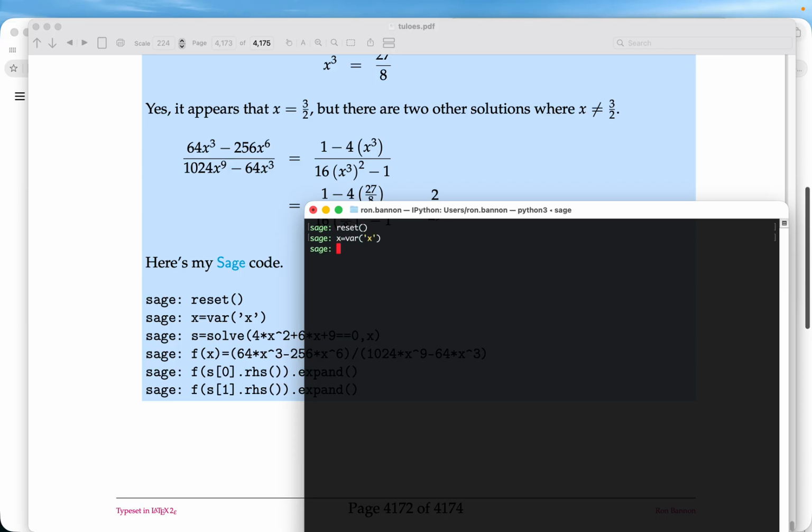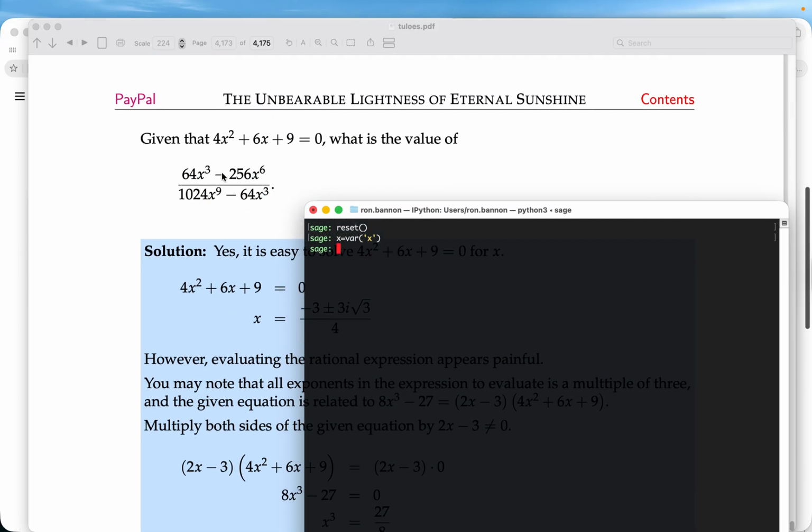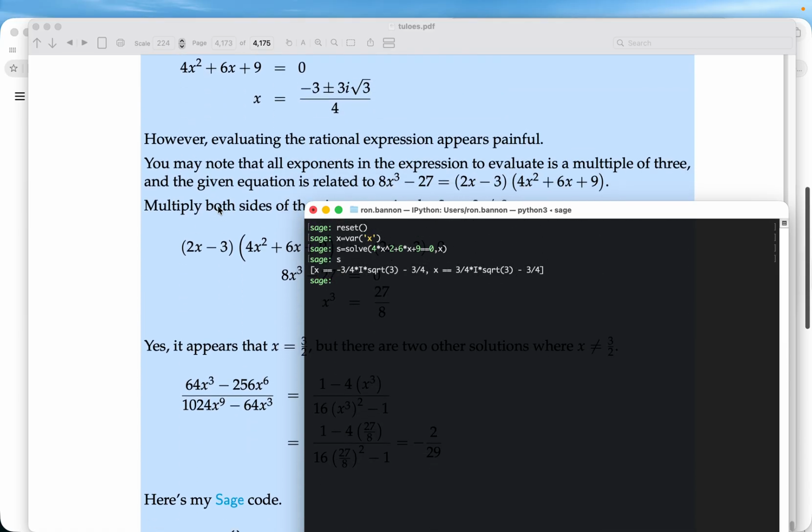Define a variable x. The next thing I'm going to do is solve that quadratic. So the quadratic is this one over here. I'm going to use a placeholder. I'm going to say solve, and I'm going to solve an equation. That equation is 4 times x squared plus 6x plus 9 is equal to 0 for x. Now, if you display S, you're going to notice you get complex solutions over there, all right? Maybe difficult to evaluate. Not impossible, but difficult. And there's another way around it, and we took the other way around it. It made it simpler for me anyway.